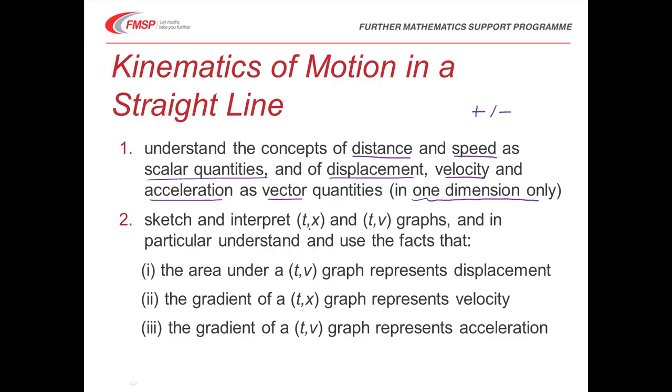Secondly, graphs. Graphs of displacement against time and velocity against time. And particularly when you're looking at the graphs, we have some important facts that we can read directly from the graphs. If it's a velocity graph, velocity against time, then the area beneath represents the displacement and the gradient represents the acceleration. If it's a graph of displacement against time, then the gradient tells us the velocity.